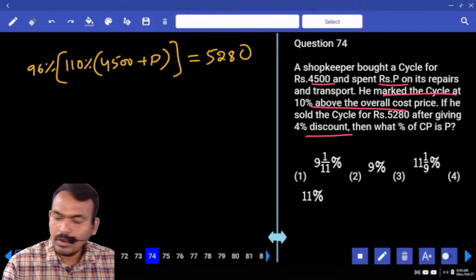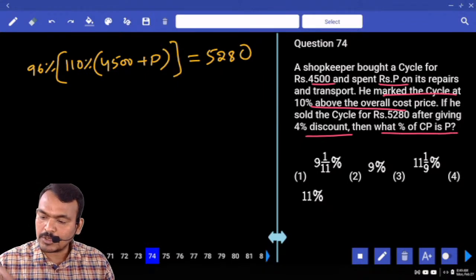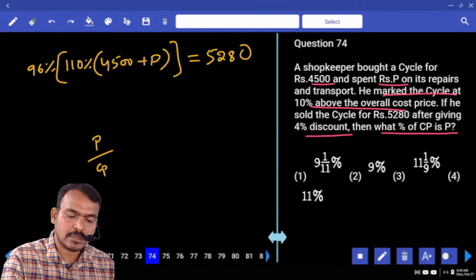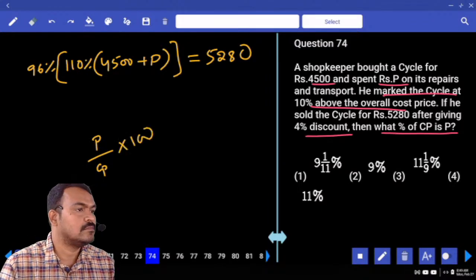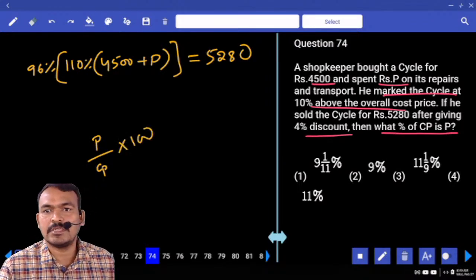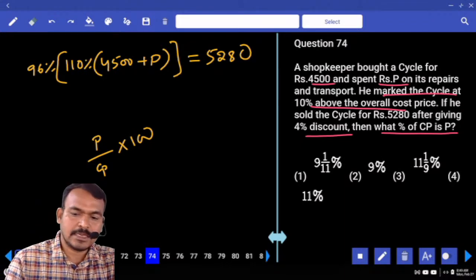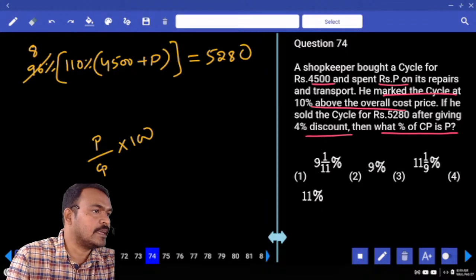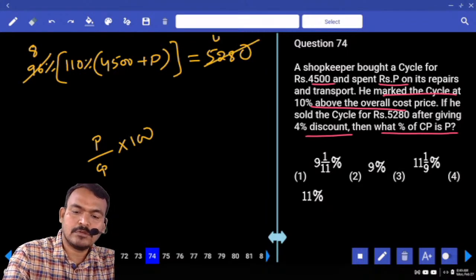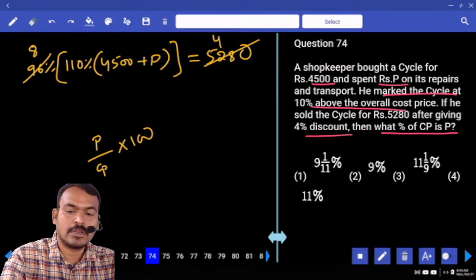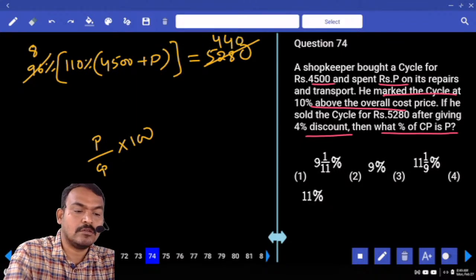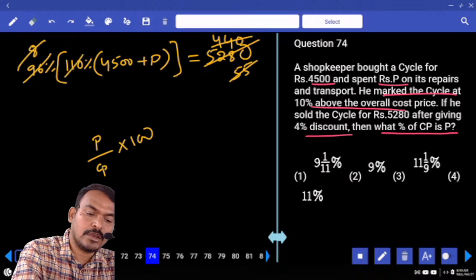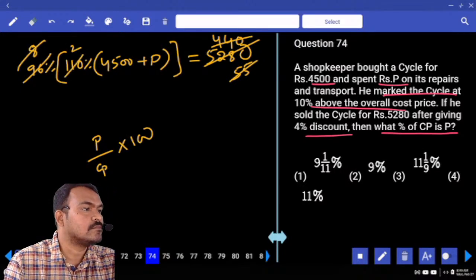What is the question here? What percent of cost price is P? Means P by cost price into 100. Simplify this one. 96, 24, 12 how many times? 8 times. 12 how many times? 4. Again 48. 4 times 0. 8 how many times? 55 times. 55 how many times? 2 times.